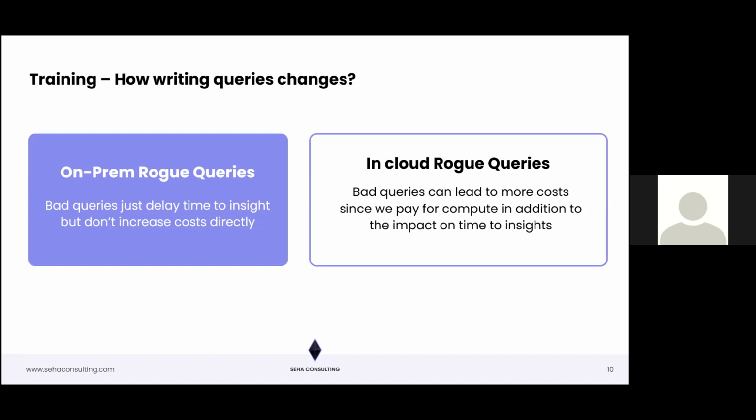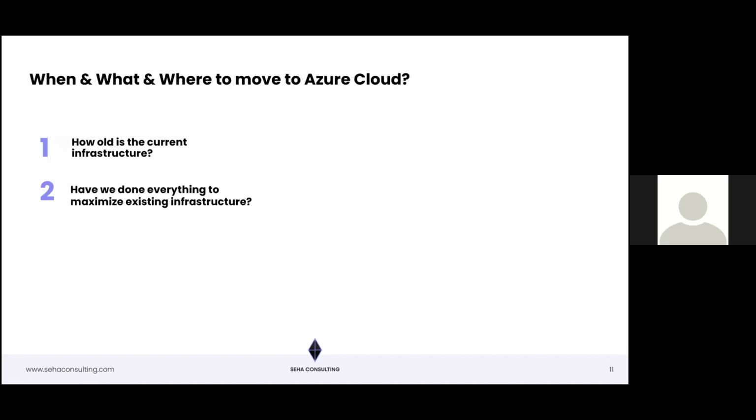The rogue queries, and being able to manage and control those and the resource hit that they incur, is definitely something different to take a look at. And it's part of the training effort that goes into getting your resources ready for that move. And what and when do you move to the cloud?